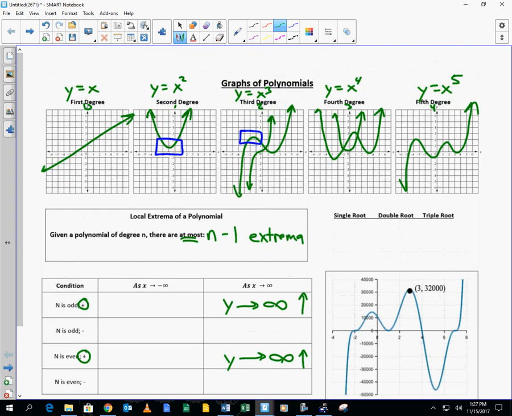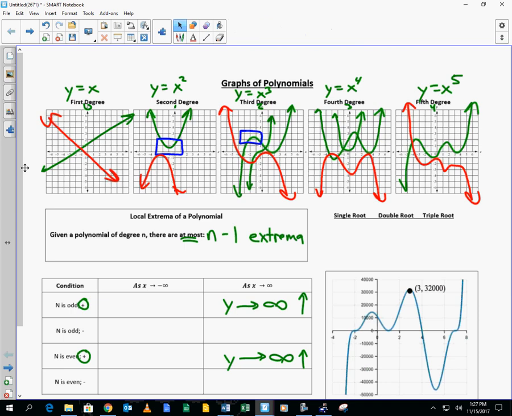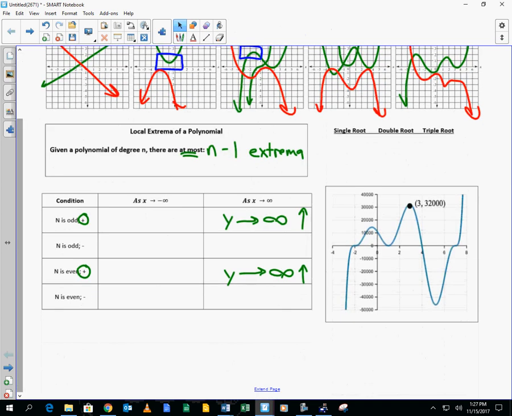All right, let's consider if they're negative. If they're negative, they're just flipped upside down. So I'll draw the negative ones in red. If you want to draw them, you can, but you don't have to. You can see from what I'm drawing here. What do you notice about how all of these end their behavior? They all end their behavior going down. So if it's negative, it doesn't matter whether the degree is odd or even, y will go towards negative infinity.